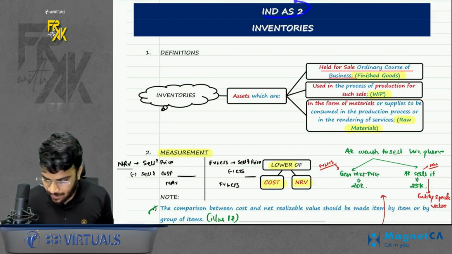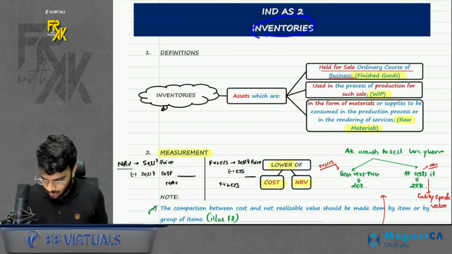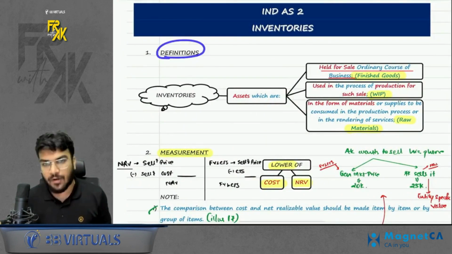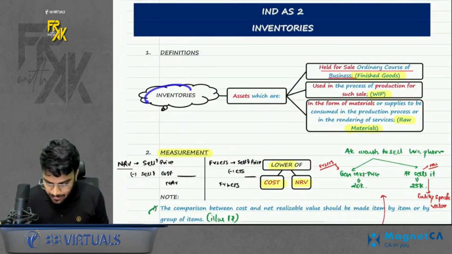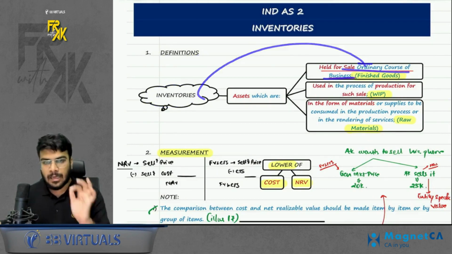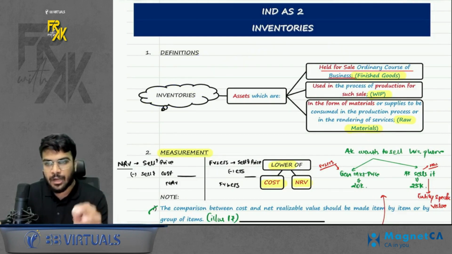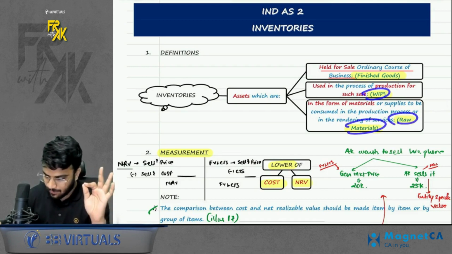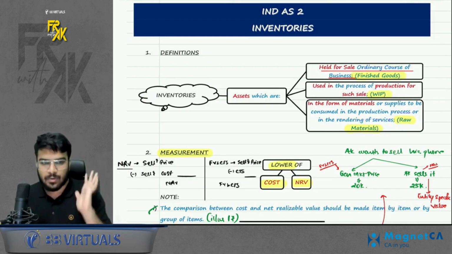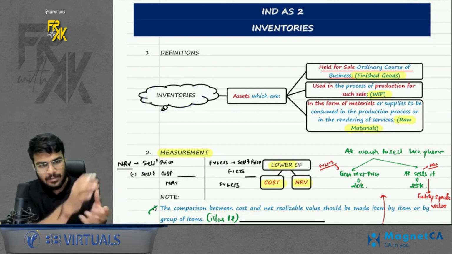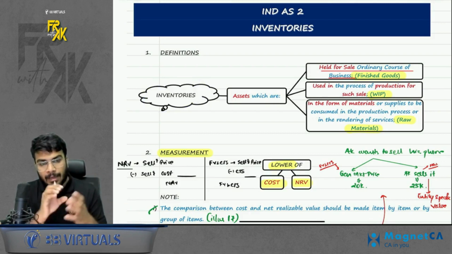First of all, we started with Index 2, Inventories. What all points are there? The first point is definition. What is the meaning of definition? Anything will come in inventory when it is held for sale in the ordinary course of business. Now there can be two types of business. If you are into manufacturing business, you will have three inventories: raw material, WIP, and finished goods, held in the ordinary course of business. But if you are into trading business, then you purchase an item and sell it as it is.